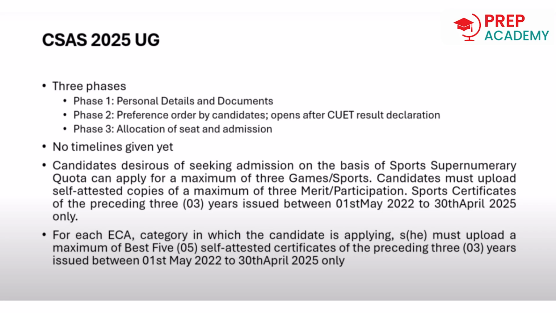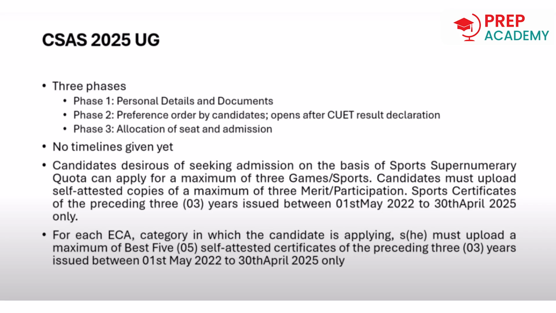The CSAS portal is smartly divided into three critical phases to make the process manageable. Let's break them down. First up, and this is what is live right now, is phase 1. This is all about you. You will fill in your core personal details like your name, contact info, and basic demographics, and critically upload all your essential documents. This includes everything from your academic mark sheets to category certificates, or if you are applying under special quotas like ECA. ECA means extracurricular activities or sports.